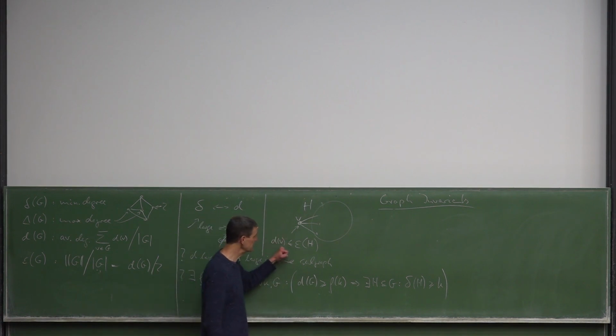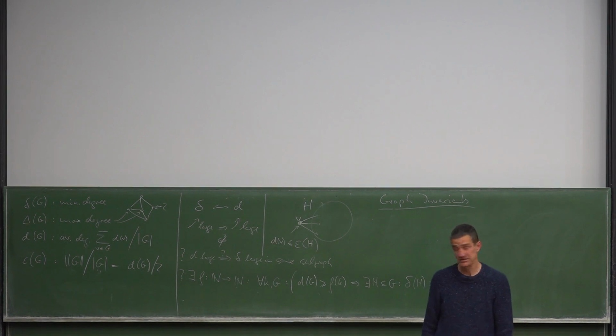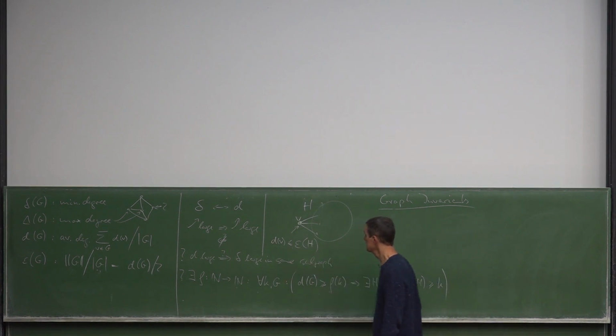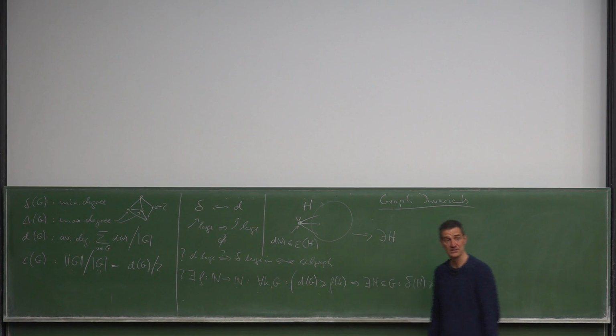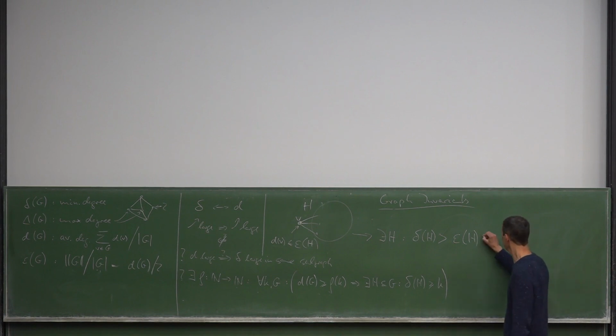So we keep deleting vertices as long as their degree in the current graph H is at most epsilon of H. And this will lead to a graph H whose min degree is, well, we can't delete any more vertices, so this is bigger than epsilon of H. And epsilon of H, we made quite sure, was never less than the epsilon of the previous H, and ultimately than epsilon of G. So that's our theorem.